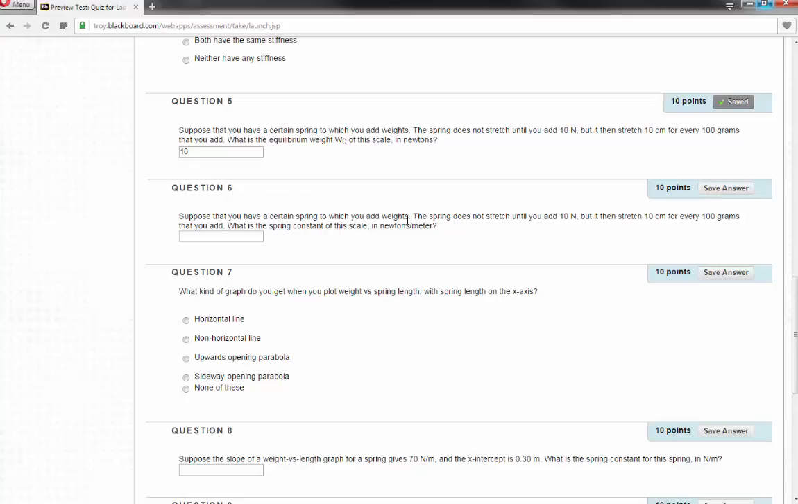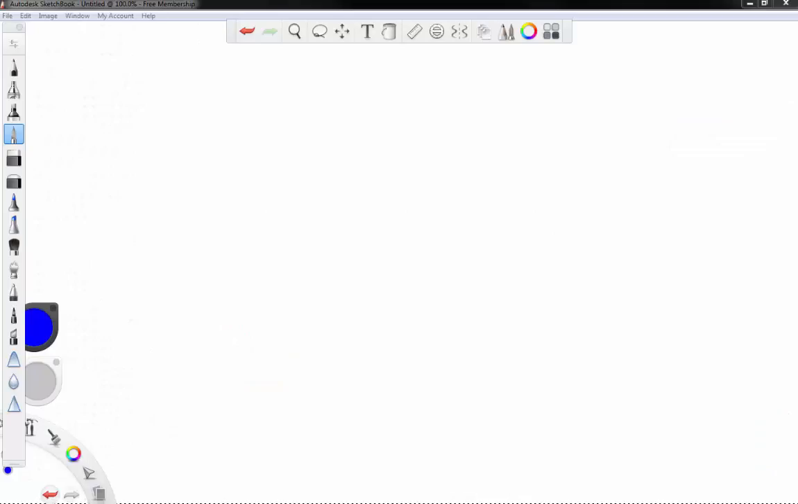The next question starts off the same. Basically it says the spring does not stretch until you add 10 newtons, and then it stretches 10 centimeters for every 100 grams that you add. What is the spring constant for this scale in newtons per meter? Well, we've been told basically that you get 10 centimeters for each 100 grams.